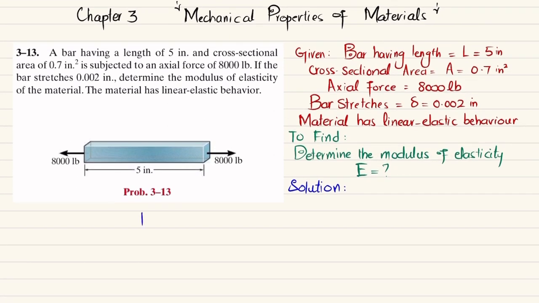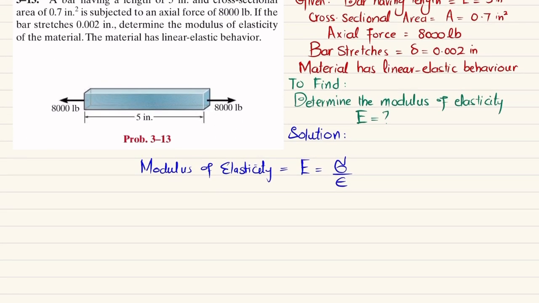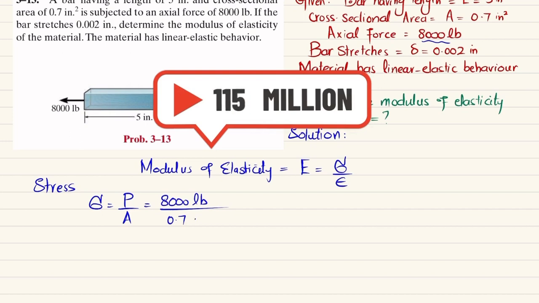As we know, the modulus of elasticity, which is equal to E, is equal to stress divided by strain. So we do not know stress and strain. First we will determine stress. Stress here is equal to axial load divided by the area over which it acts. So axial load is 8,000 pounds and area is 0.7 square inch.